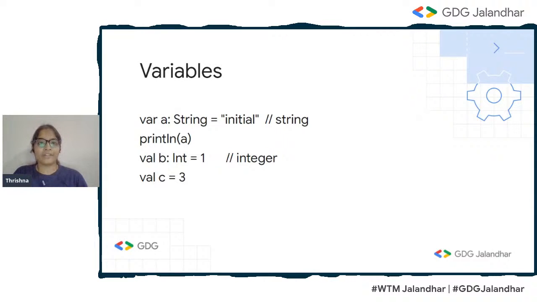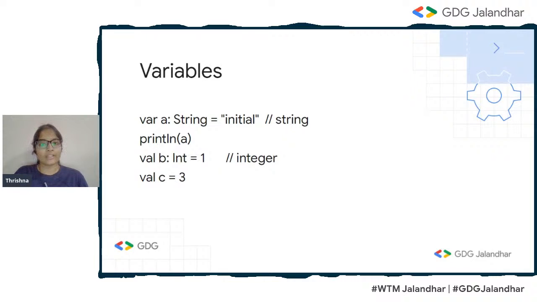Then we have variables. A variable is nothing but a place to hold data if you want to store any type of data. Here, in the first line, if you want to declare a variable, you use var and then the name of the variable and then the type of the variable that you are going to use. It can be string or integer. String is nothing but text. I'm assigning initial as a value to a variable a, and I'm printing a.